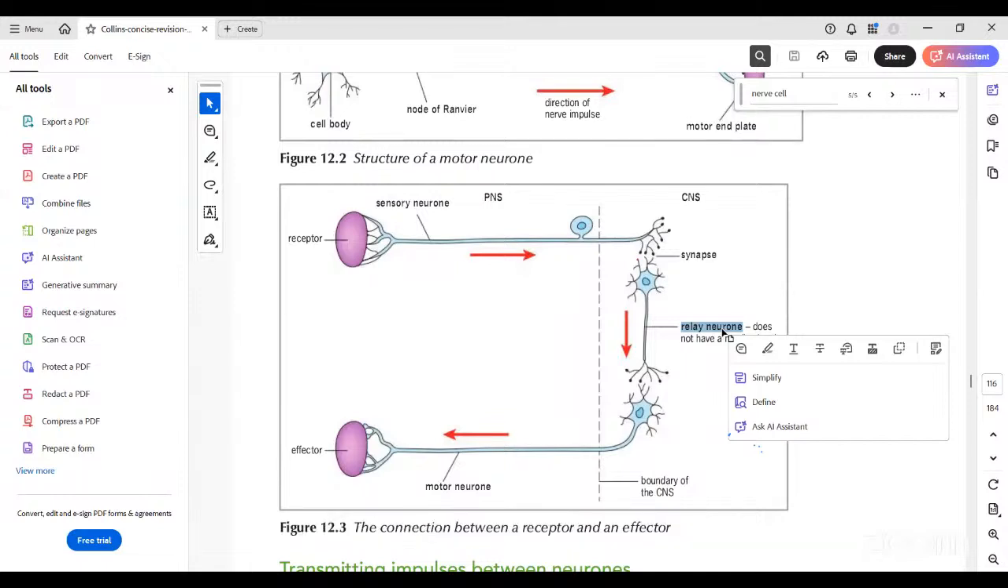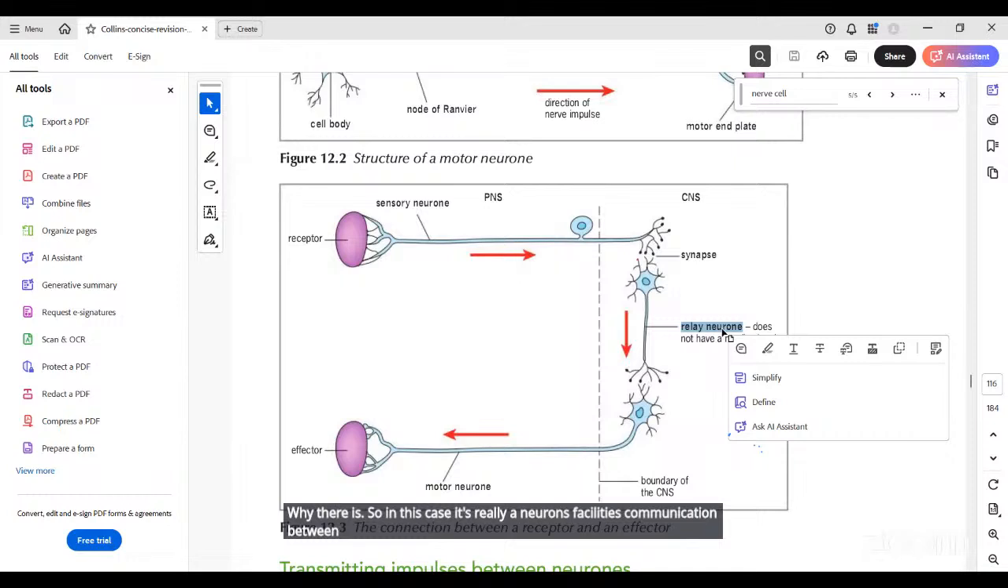Sir, I think of sports running. What's a relay race? When you give someone the baton and they take it on. Yes. So in this case, the relay neuron facilitates communication between a sensory neuron and a motor neuron.